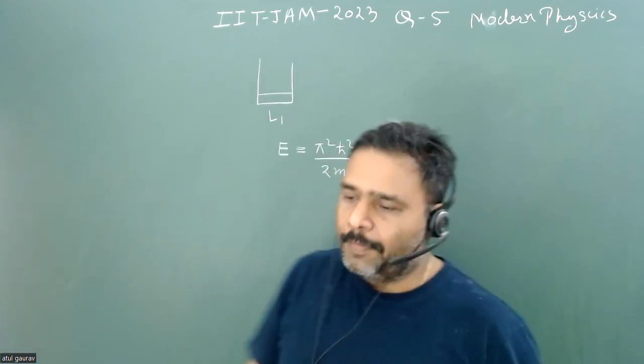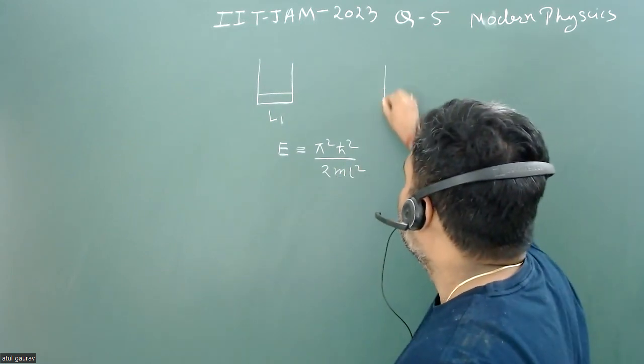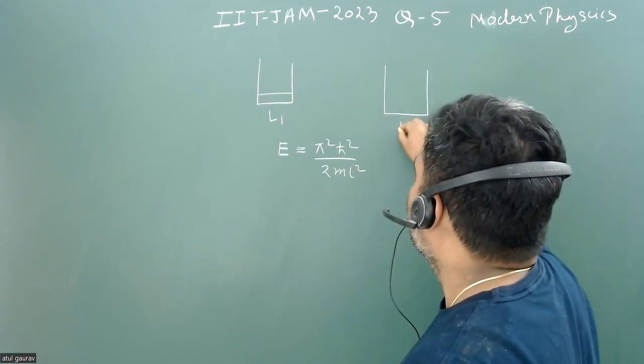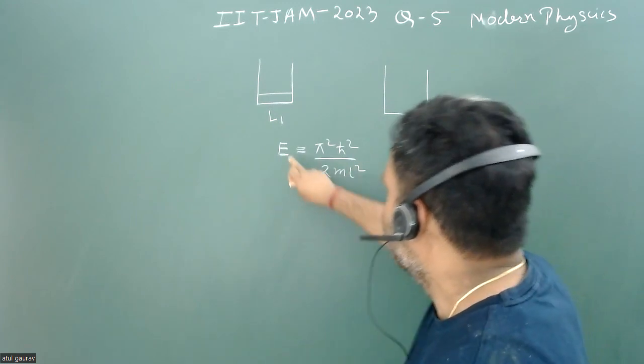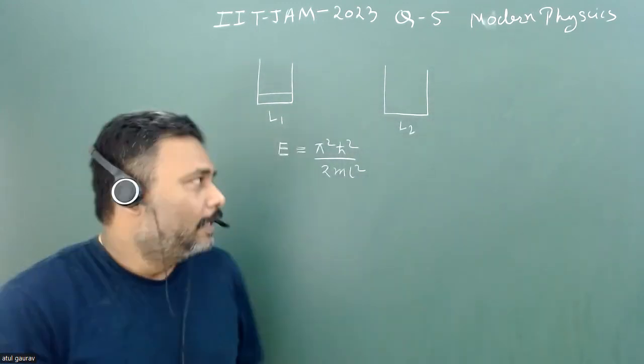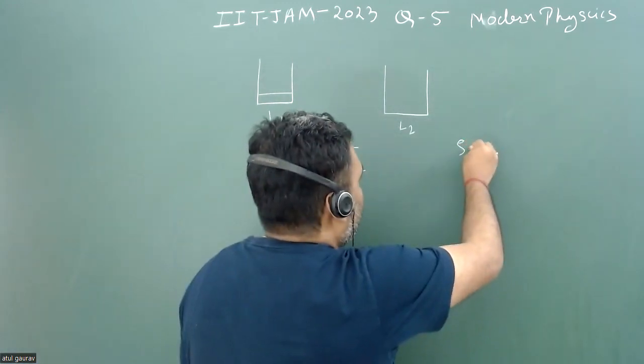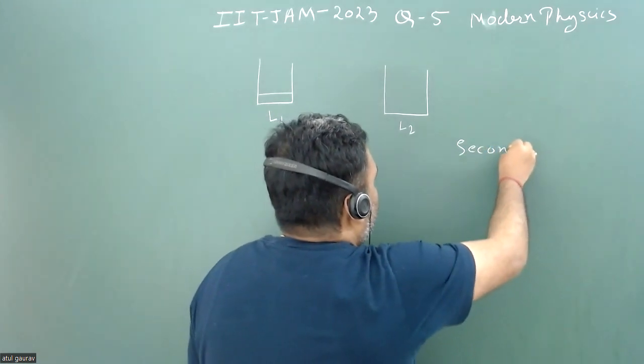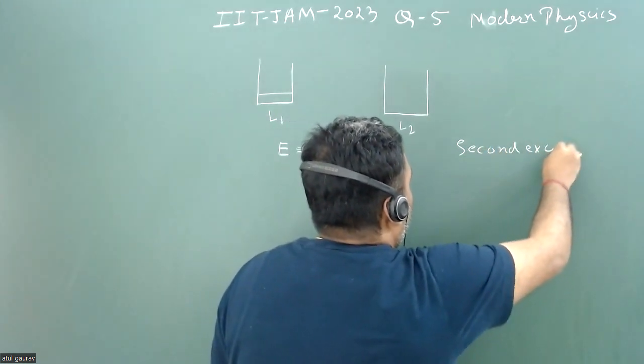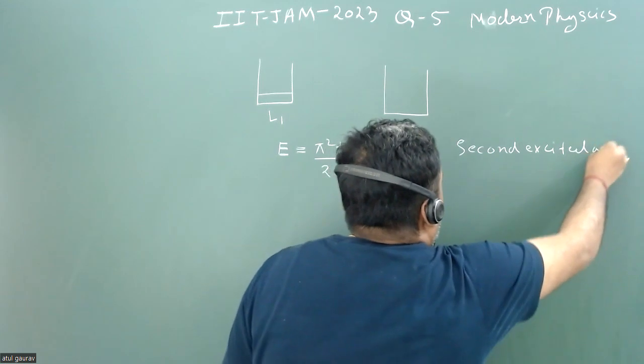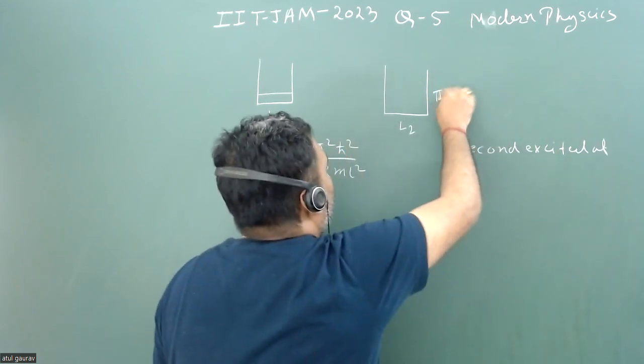And there is another particle which is in another box whose width is L2. And this E is equivalent to the second excited state of the second box. So this is in the second excited state.